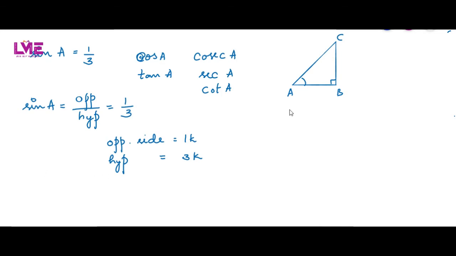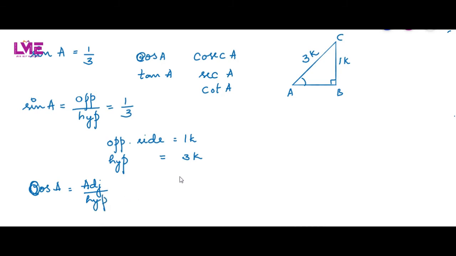Now let us calculate the remaining. So let me write the given data in the diagram. This is the angle A, so opposite to this is this side, that is BC. Let me write it as 1k, or simply k, and hypotenuse, which is this, is 3k. Now in order to calculate cosine of A, what do we need? Cos A is adjacent by hypotenuse.